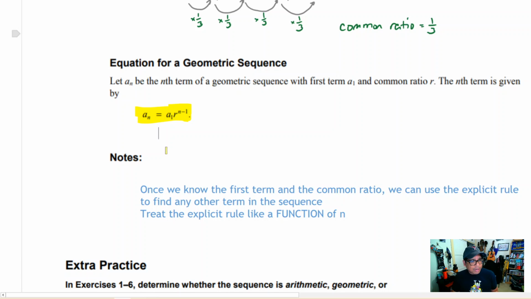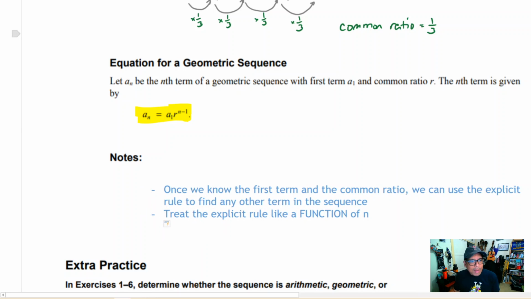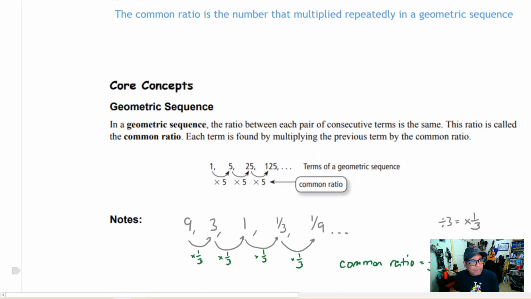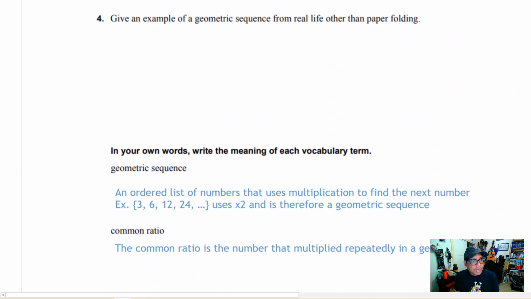Now, a couple of notes here. If we know the first term of the geometric sequence and we know the common ratio of the geometric sequence, we can use this explicit formula to find any other term in the sequence. And we're going to treat the explicit rule like it was a function. Let's go back to these sequences over here that we found.